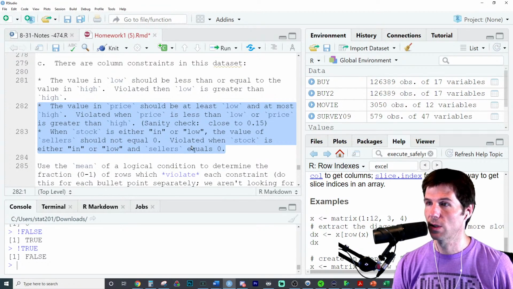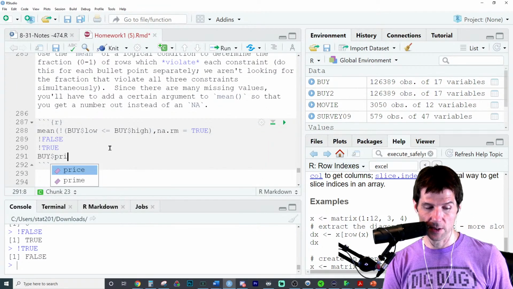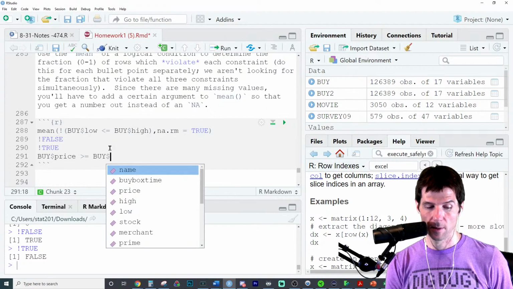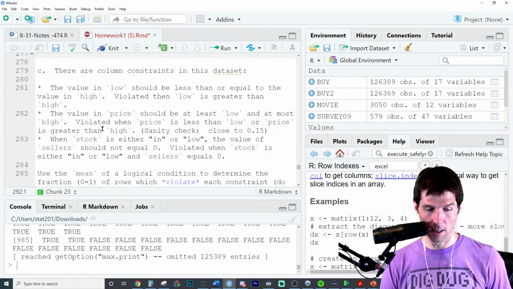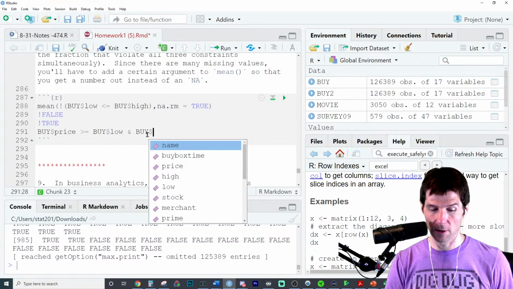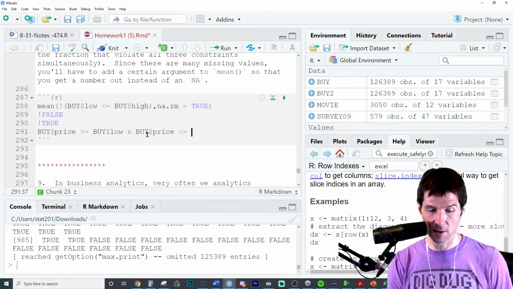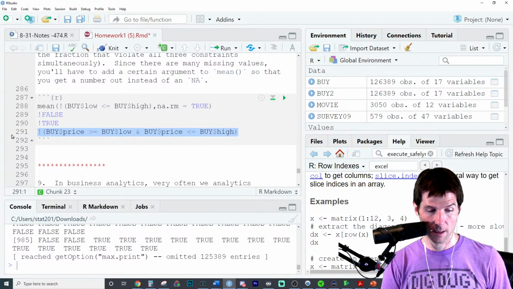The value in price should be at least low. So if we go here to buy, we go here to price, it should be greater than or equal to buy$low. So it should be greater than or equal to that. The price is, and at most price high. So it has to be an and: buy$price is less than or equal to buy$high. So it's somewhere contained between these two numbers. And these are the things, and then I want not these things. And that's got it right there.